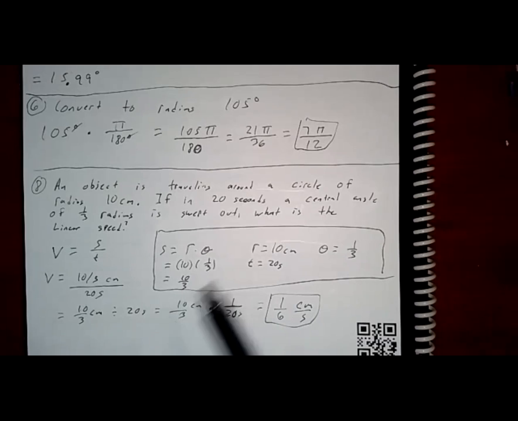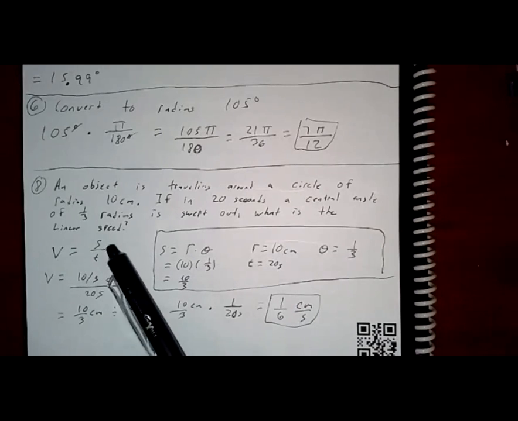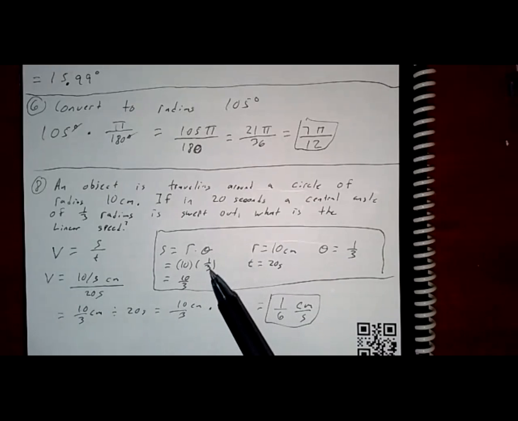So we have to do a little side work before we actually get to the linear speed, which is V. We need S and we need time. We had to find S first. Are there any questions on number 8?